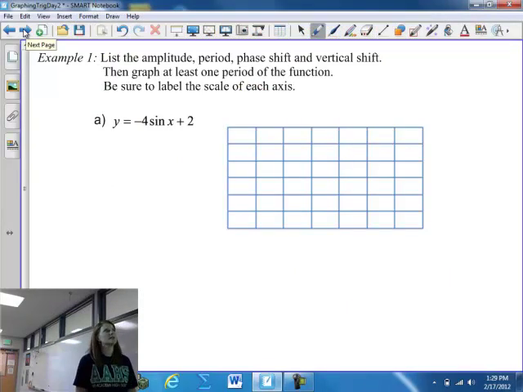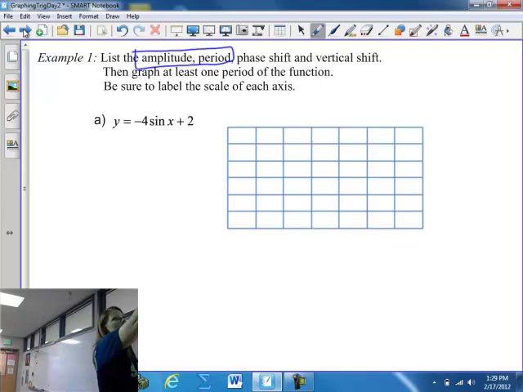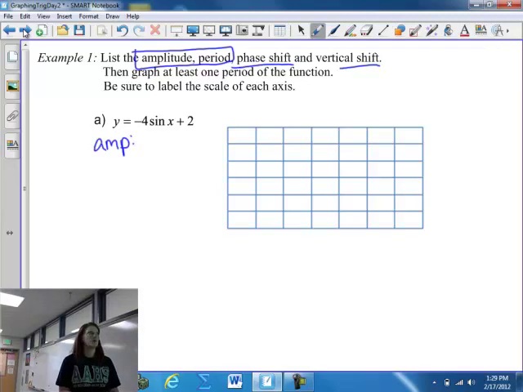All right, so what we're going to do is list the things we know, our amplitude and our period. We're also going to talk about our phase shift and vertical shift, and then we're going to create a graph, and we're going to do that on graph paper. That's important. Do we have to use graph paper? We have to use graph paper. It's very messy trying to figure out where the dots went.